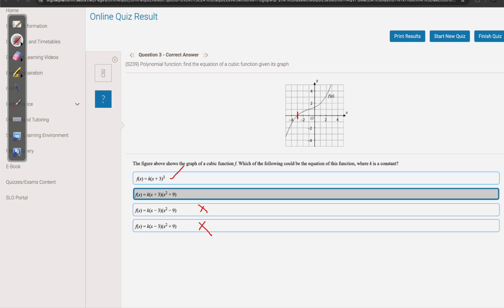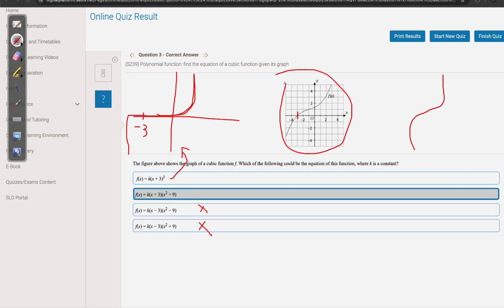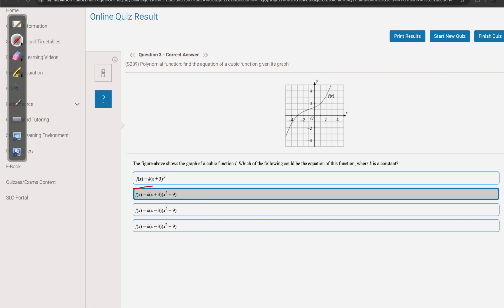So I'm gonna show you how the, let's say, x plus 3 cubed function would be. So here we would have negative 3. And it would go something like this, or like with this shape, which is clearly not the case in this graph. So we would go for this one. Number 4.